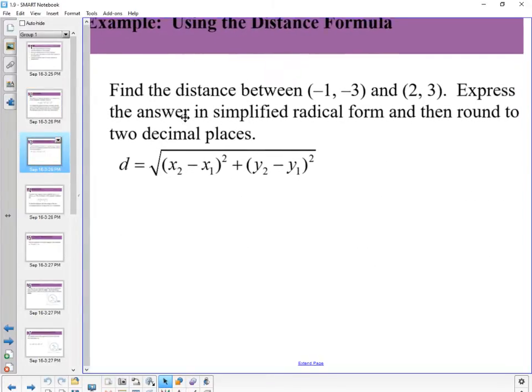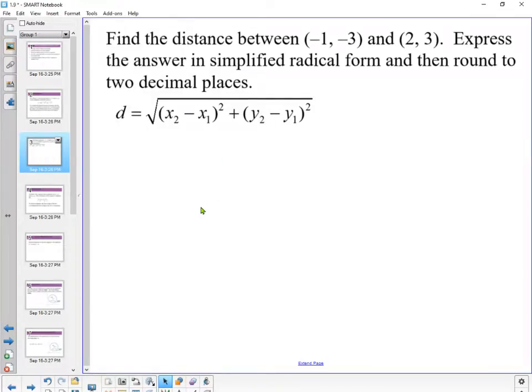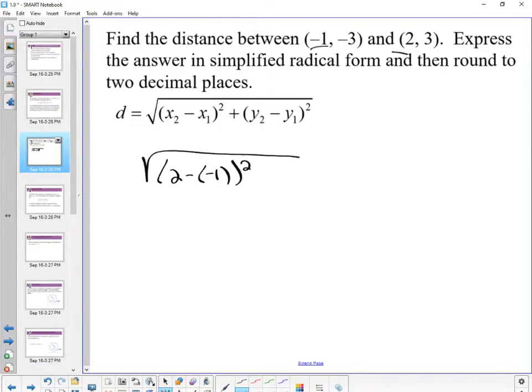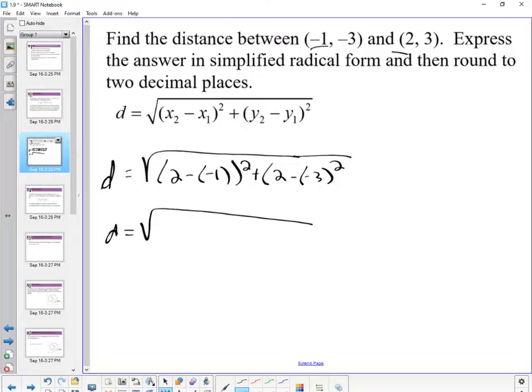So, here's an example. We're trying to find the distance between -1, -3 and 2, 3. Using our distance formula, we subtract the two x's: 2 take away -1, and that quantity gets squared. Then we take 3 take away -3, and that quantity gets squared. 2 plus 1 is 3, and 3 squared is 9. 3 plus 3 is 6, and 6 squared is 36. So we've got the square root of how much? 45? Right?